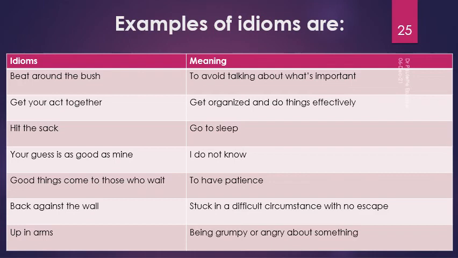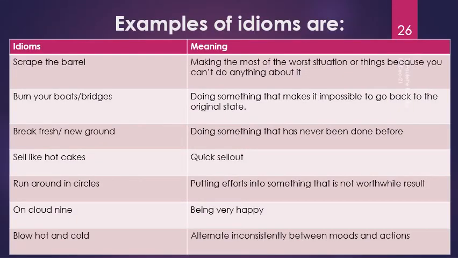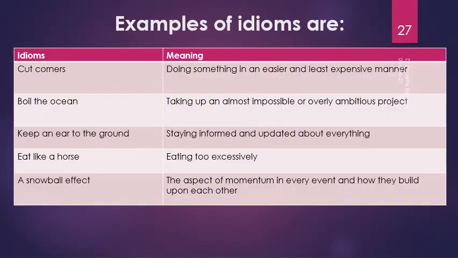So we have some examples of idioms here. To beat around the bush, that means to avoid talking about what is important. To cut corners, which means doing something in an easier and least expensive manner. To boil the ocean, taking up an almost impossible or overly ambitious project. Keep an ear to the ground, which means staying informed and updated about everything. Eat like a horse, eating too excessively. A snowball effect, the aspect of momentum in every event and how they build upon each other.